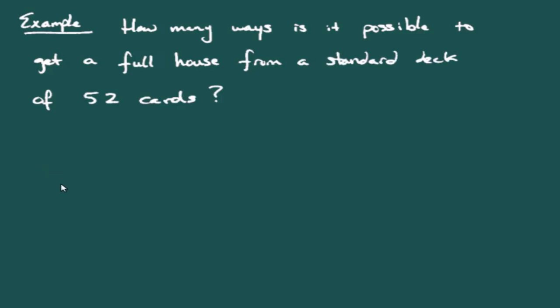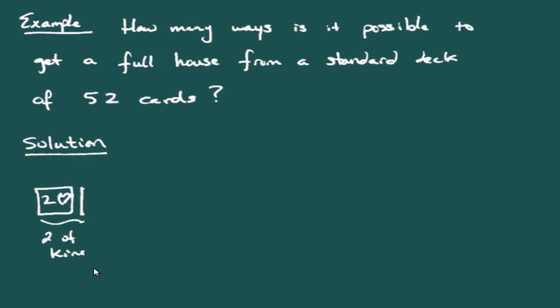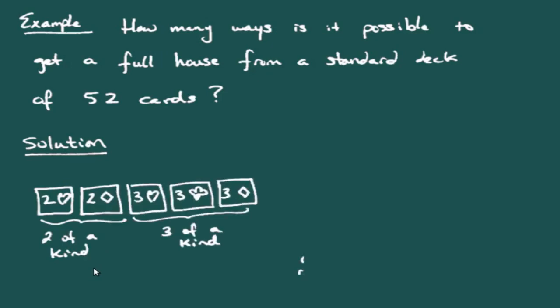And so we're being dealt a 5-card hand, and we want to know how many ways it is possible to get a full house. One example of a full house might be if somebody dealt us a 2 of hearts and a 2 of diamonds, so that's our pair, and then our 3 of a kind might be 3 of hearts, 3 of clubs, and 3 of diamonds. So how would we calculate the number of ways that we can do this?